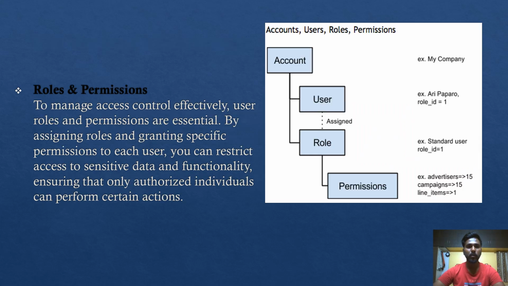Now let's see about roles and permissions. To manage access control efficiently, user roles and permissions are essential. By assigning roles and granting specific permissions to each user, you can restrict access to sensitive data and functionalities, ensuring that only authorized individuals can perform certain actions. Next, we'll see about accounts, users, roles, and permissions. The account is passed to the user, then the user is assigned to a role, then the role is passed to permissions.